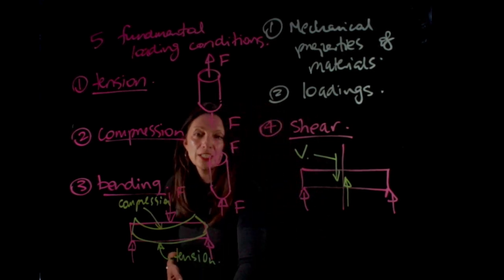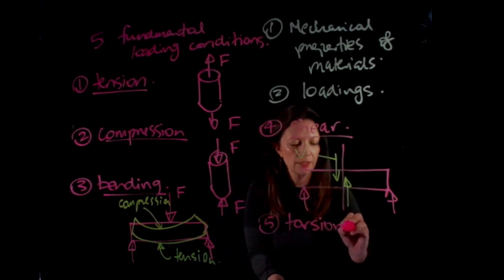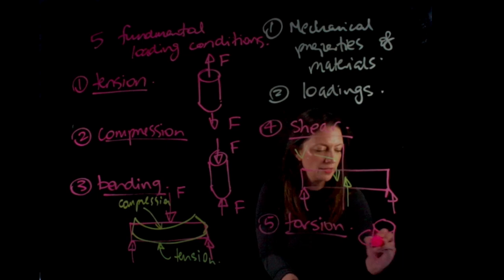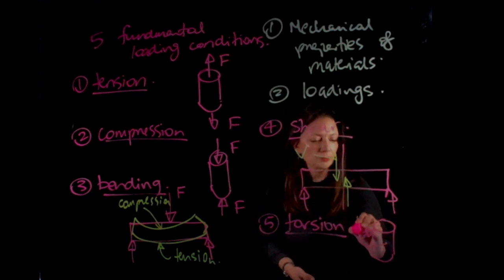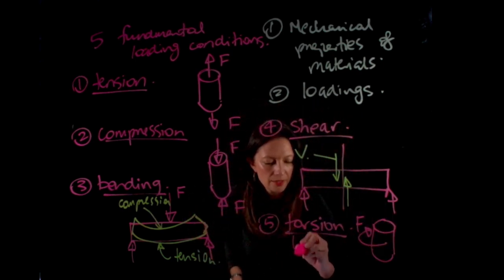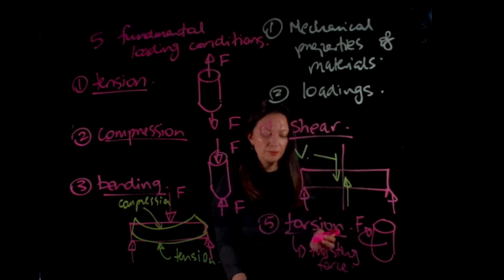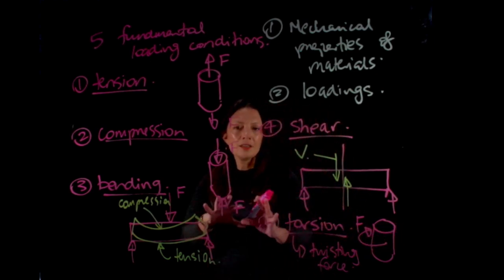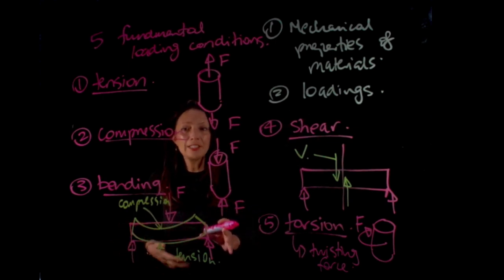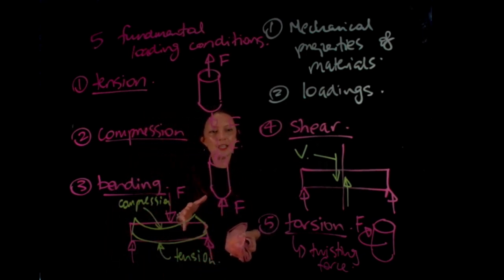And finally, which we'll look at in week 10 of semester, is torsion. And torsion is a twisting force. So if this is my beam or my shaft, it's actually going to twist. So this is a twisting force. So five fundamental types of loading, which we use continuously throughout this course. So let's take a look at stress and strain.